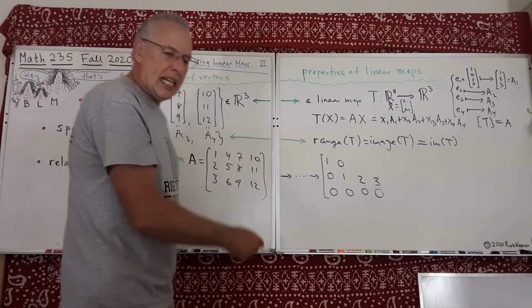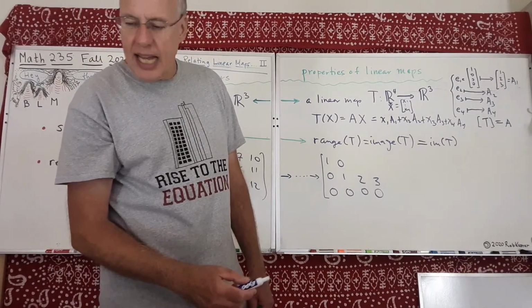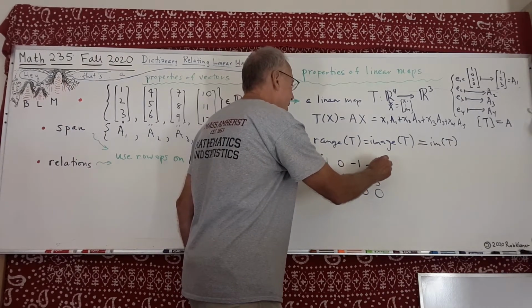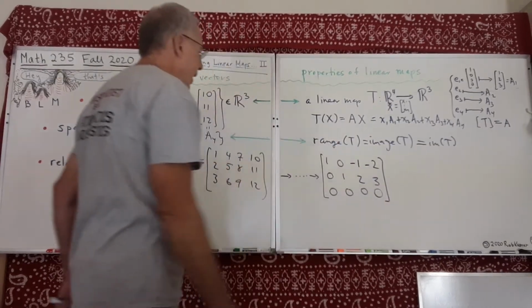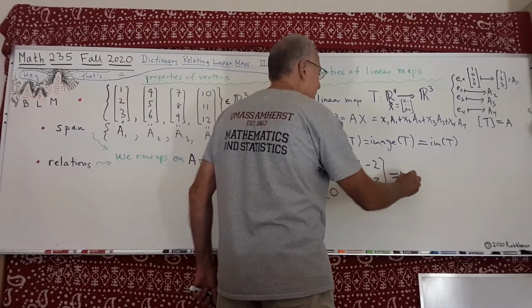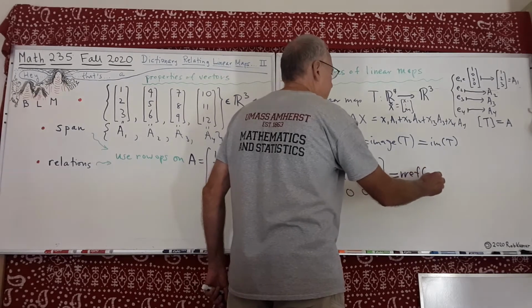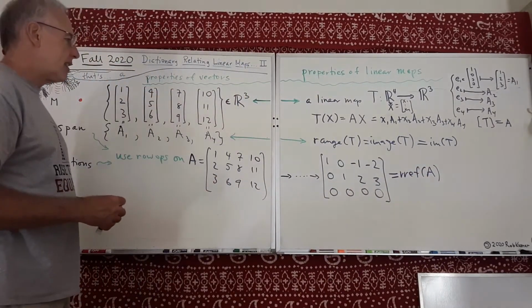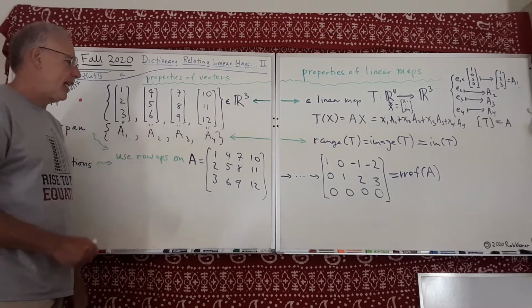Anyway, I think the remaining thing here, I think I wrote this down so I make sure I don't make a mistake with the signs. I think the remaining 2 entries are that. Okay, so this is the RREF of A, which tells us a lot about the image. What's the first thing it tells us about the image, about the range of T?